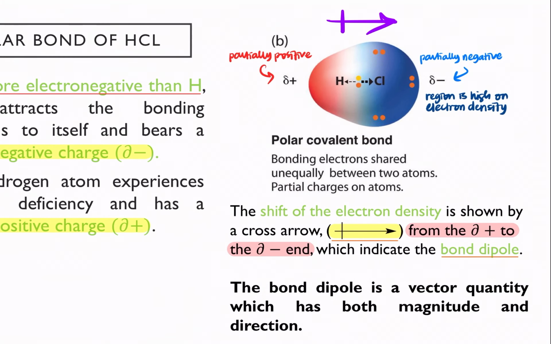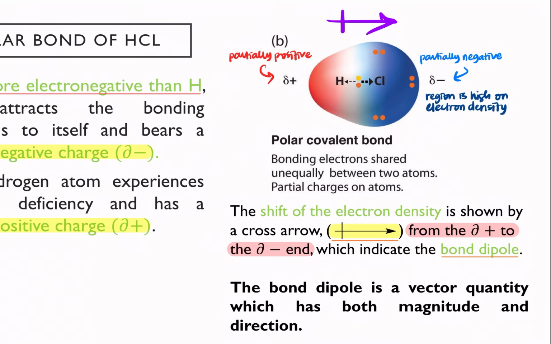Okay, you can see here, this electron cloud is much bigger on the chlorine side, right, compared to hydrogen. So that is representing the electron density. So right here is the region of higher electron density because chlorine is more electronegative. Therefore, it is the partially negative side. Okay, we'll have a partially negative sign there, and this one will be delta plus, partially positive. Okay, so what is this purple arrow here? So this is actually called your bond dipole.